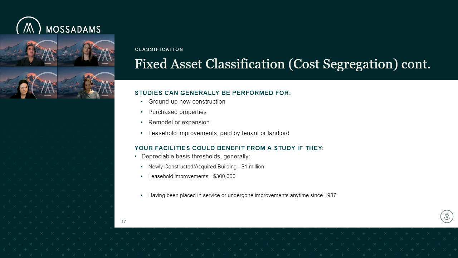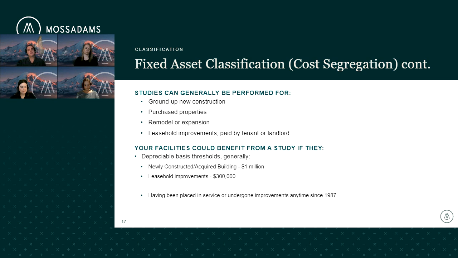As I mentioned, the studies can be performed on any type of significant real property transaction, ground up acquisitions, if you're expanding, renovating. That's really where the repairs could come into play if you're renovating an existing building that you've owned or occupied for a while. Leasehold improvements, whether they're paid by the tenant or the landlord. You would need to have basis, so you'd need to be spending the dollars. Landlords sometimes will do tenant allowances, and you can do a cost seg on the tenant allowance contribution, assuming the landlord has basis in the assets.